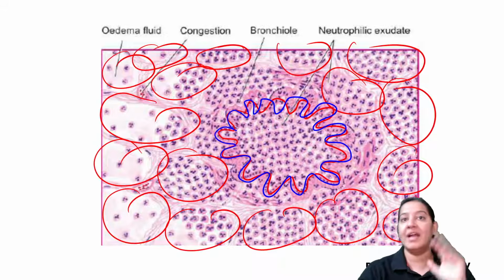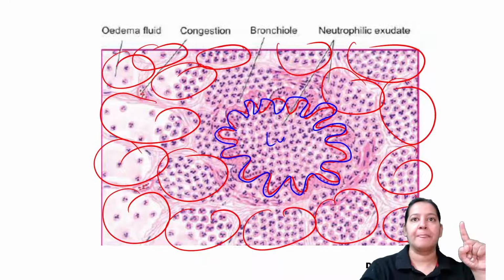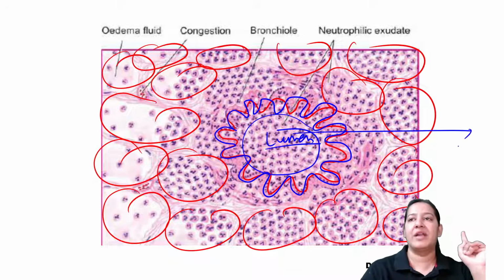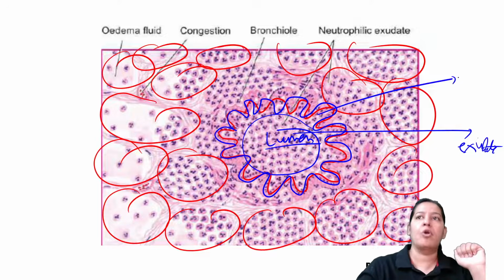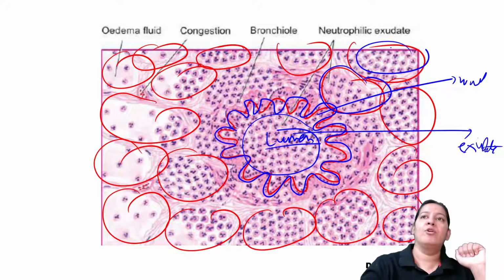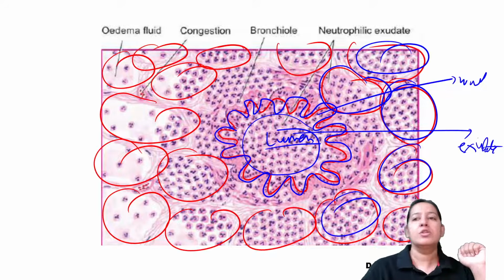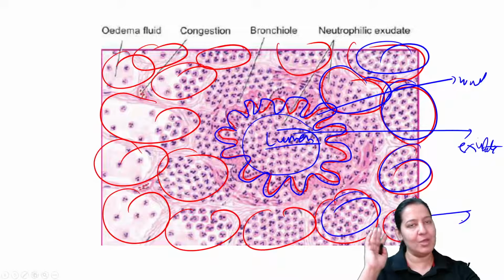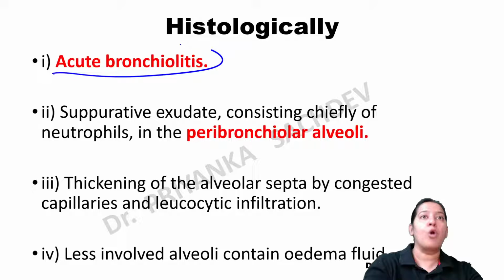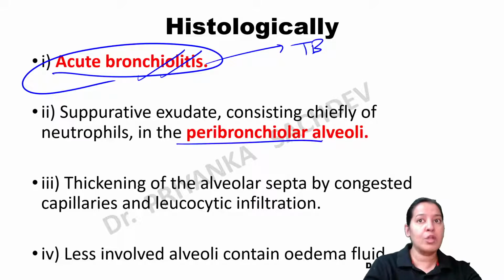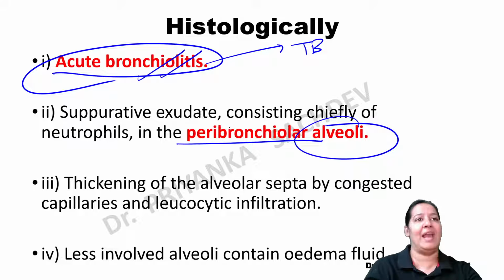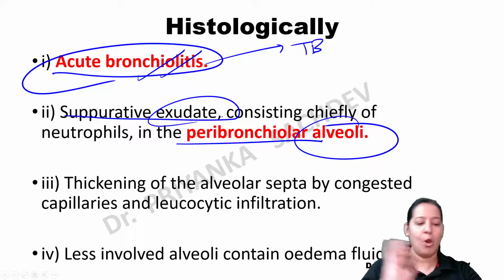In lobular pneumonia, see the lumen of the terminal bronchiole. It is completely filled with neutrophils. So it is an exudate, abundant neutrophils, filling the lumen. Exudate is present in the wall also, and in the alveolar lumens also. So everywhere exudate is present. That is the only finding you can see. So it is acute bronchiolitis. Bronchioles are involved. Which bronchiole? Terminal bronchiole. And in the peribronchial alveoli around it, there is also suppurative exudate. So that is the only thing you can find.